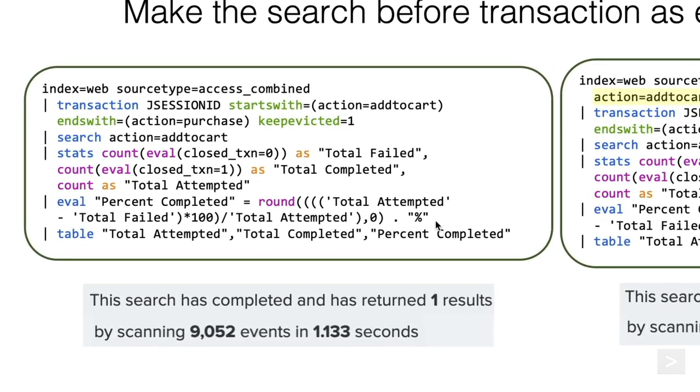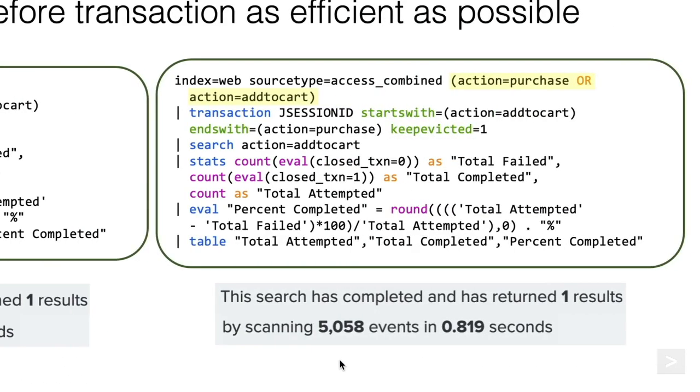We can see in this example here that the search on the left returned more events in a slower amount of time than the search on the right, which filters events in the basic search that contain an action of purchase and add to cart.